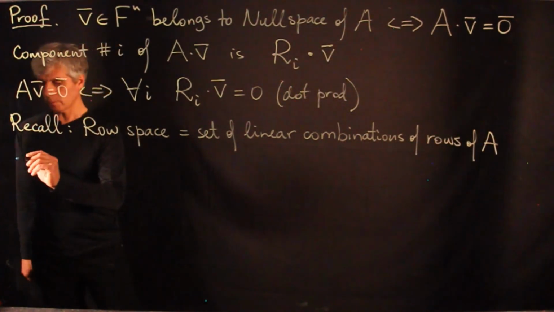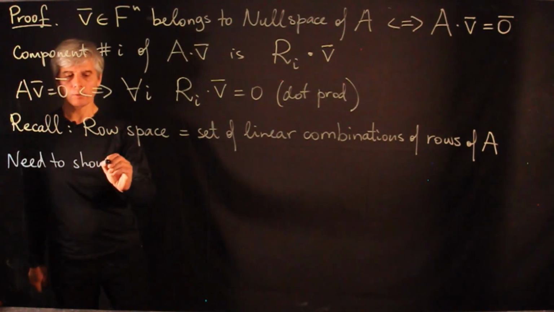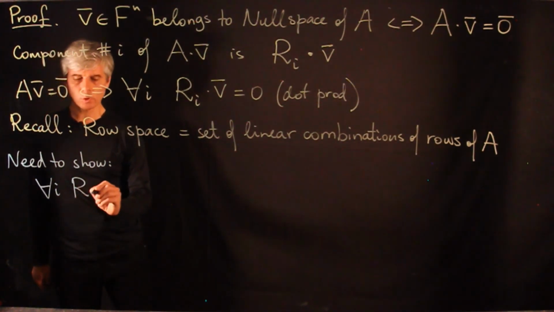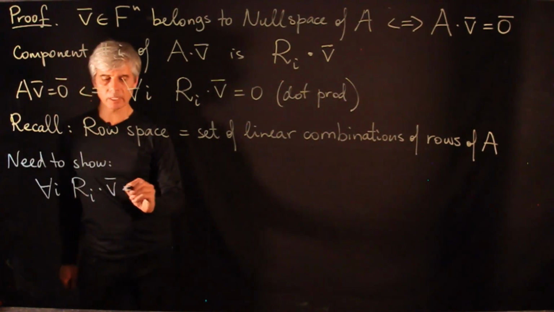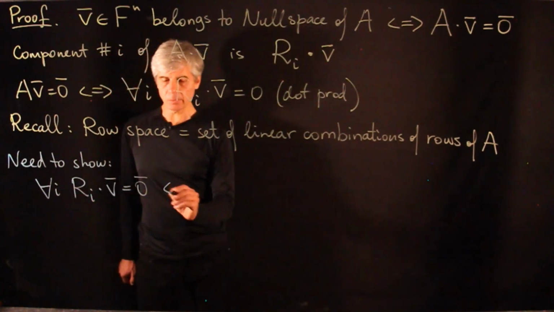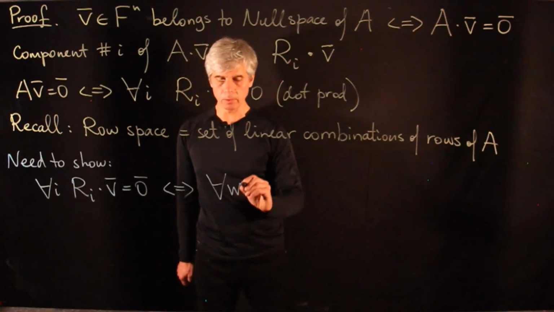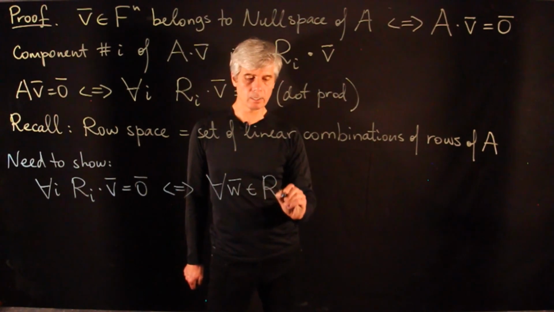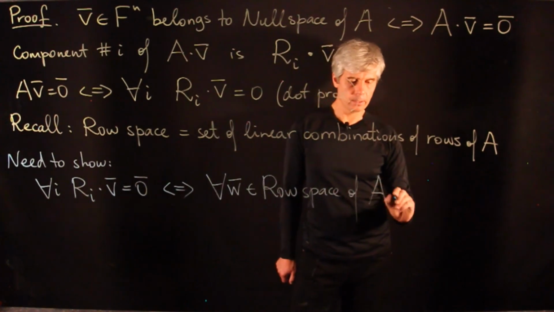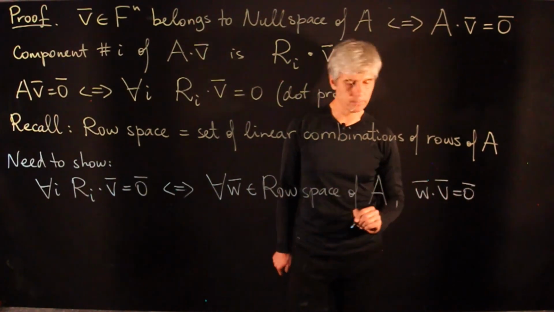So what remains to prove? What we need to show is the following fact: that the claim that a certain vector has dot product 0 with every row of a matrix is equivalent to saying that for every vector w in the row space of A, we have w dot v is equal to 0.